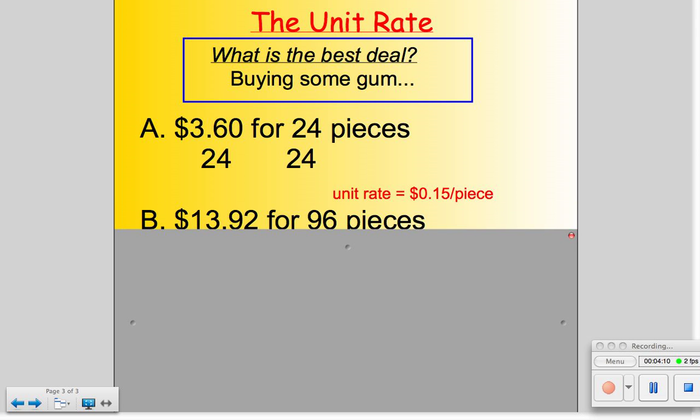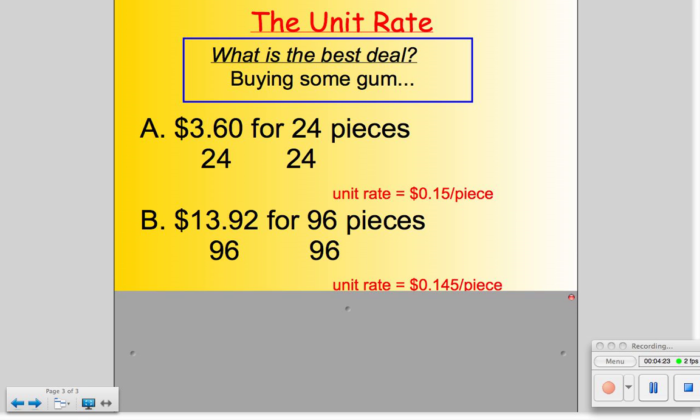In the second example, I'm going to pay $13.92 for 96 pieces. Well, that's not very useful to me unless, of course, I convert it into a unit rate. And then I can compare it to my other unit rate. So for example B, I'm going to be paying 14.5 cents per piece of gum. All right, that's slightly better than choice A. So far, choice B is the best way to go. It's the best way to use my money.